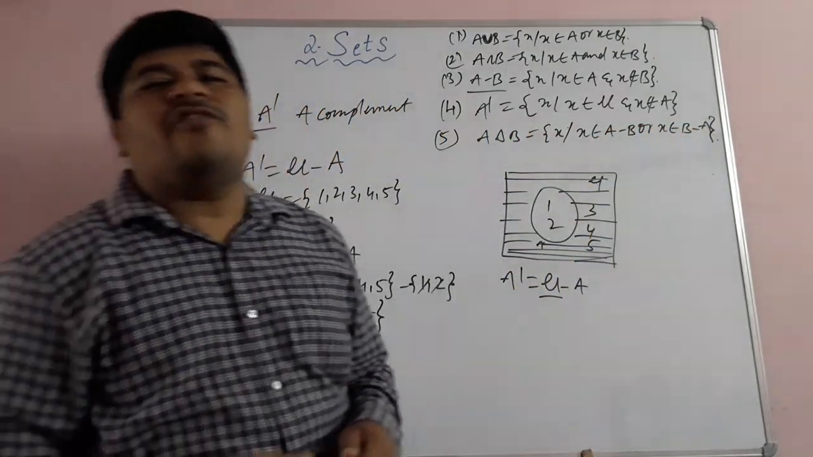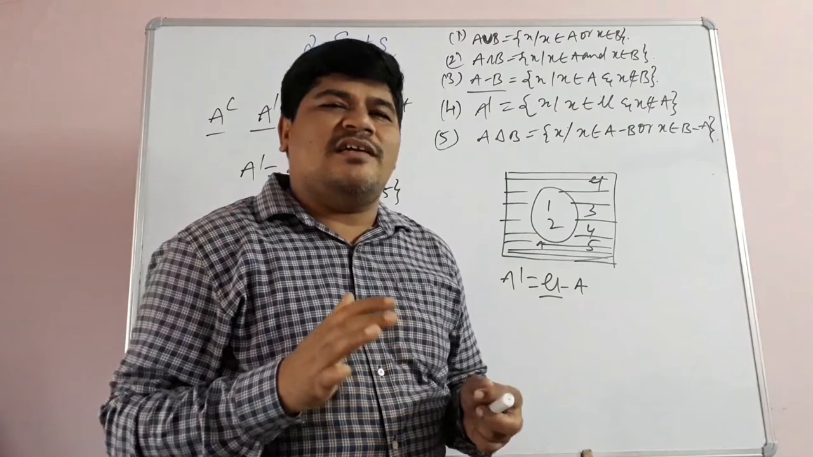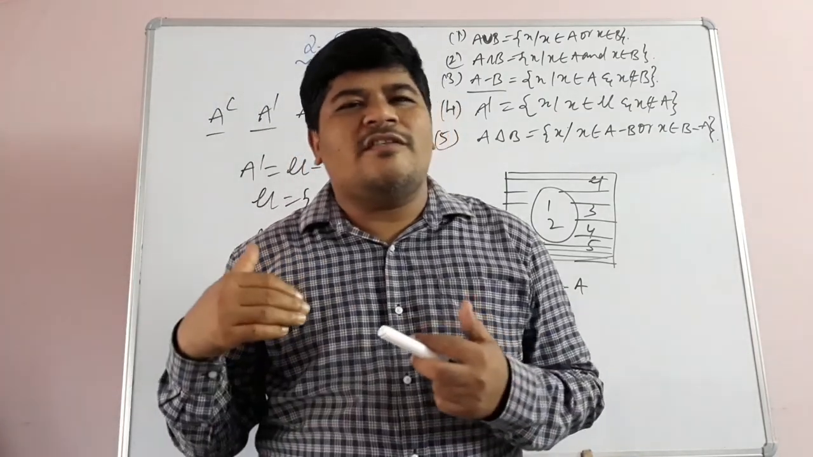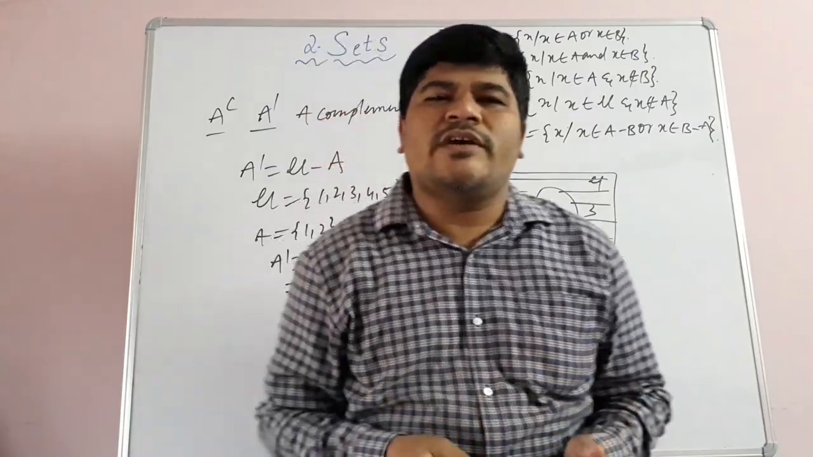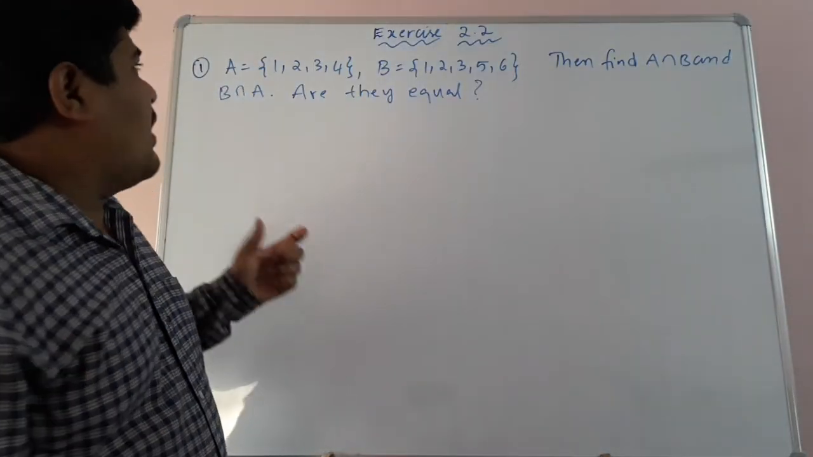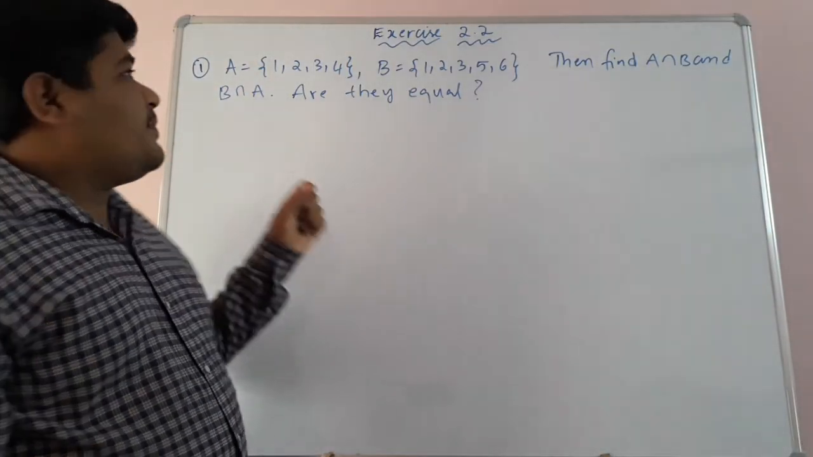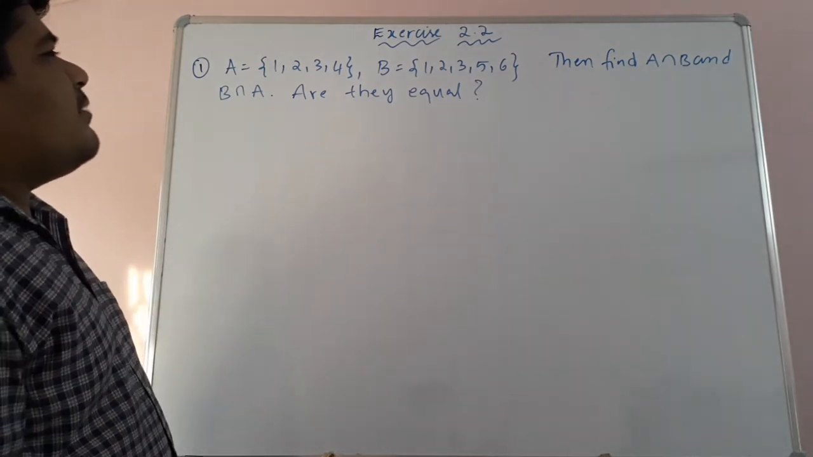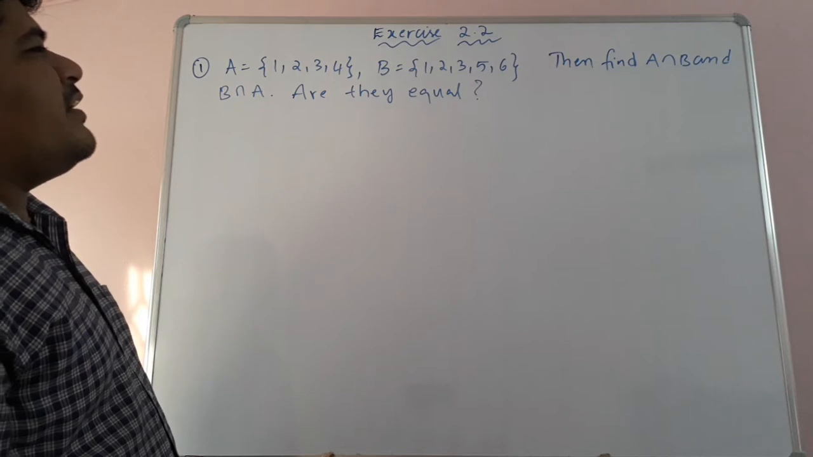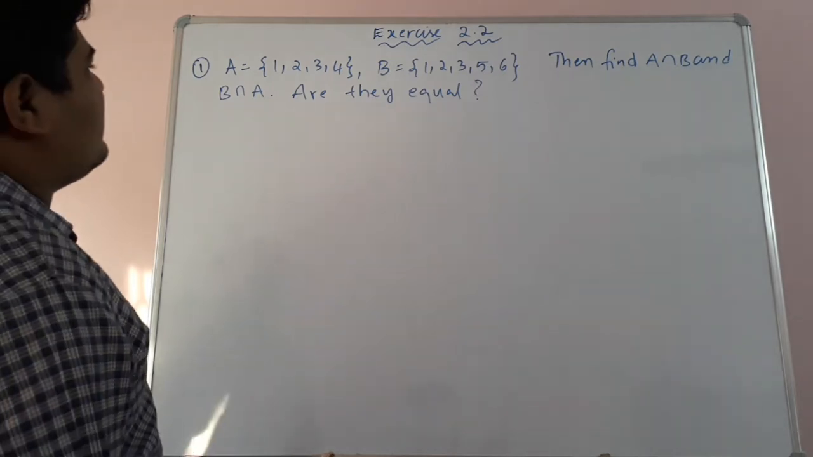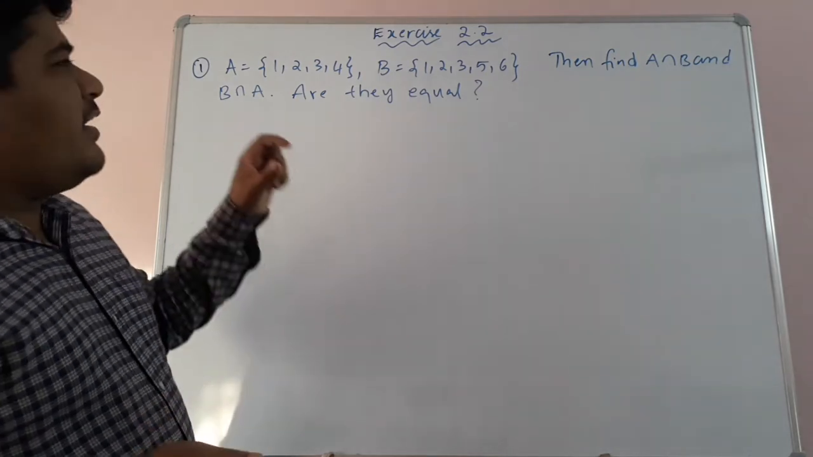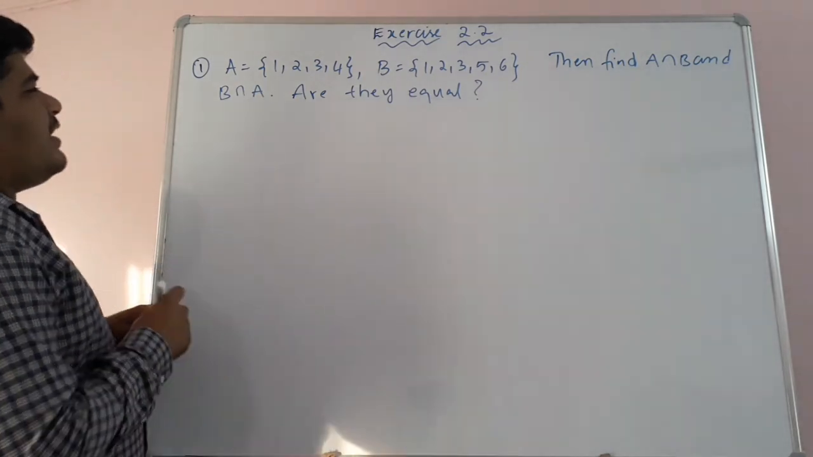So children, these are the different types of operations on sets. Now we will solve problems on these concepts in exercise 2.2. Now let's see problem number 1 in exercise 2.2. If A is equal to {1, 2, 3, 4} and set B is equal to {1, 2, 3, 5, 6}, then find A intersection B and B intersection A. Are they equal?